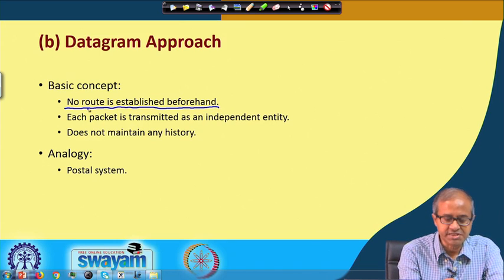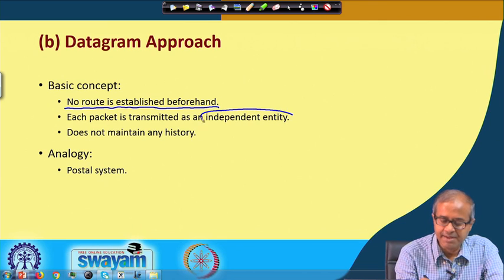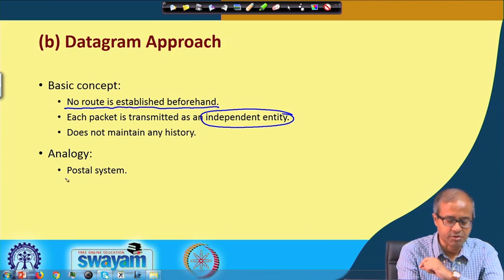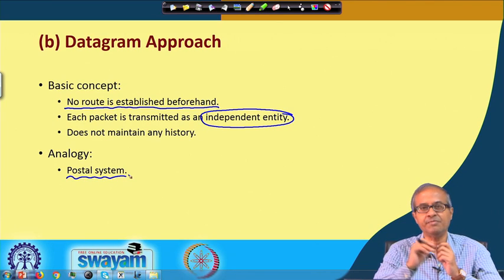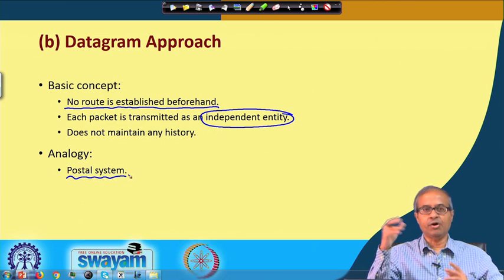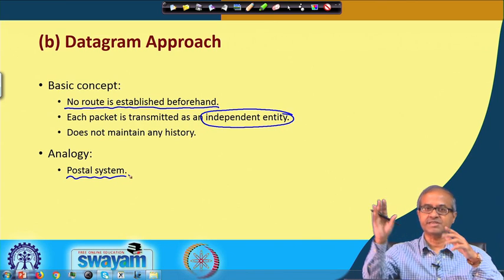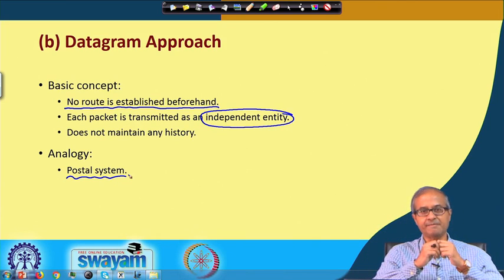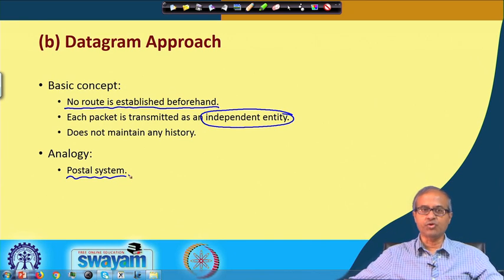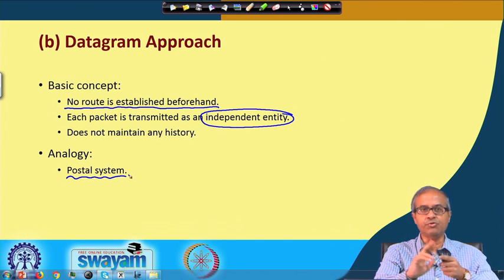Now, here because there is no route established, each packet is transmitted as an independent entity. Think of a postal system as an analogy. When you drop a letter in a letter box, each letter is dispatched as an independent entity. You do not know which path the letter is following or how it is going.